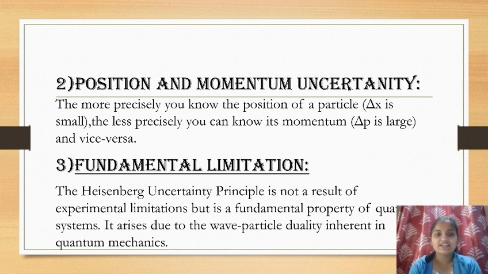The next one is position and momentum uncertainty. The more precisely you know the position of the particle, that is delta x is small, the less precisely you know its momentum, that is delta p is large, and vice versa. Next is the fundamental limitation. The Heisenberg uncertainty principle is not a result of experimental limitation, but a fundamental property of quantum systems. It arises due to the wave-particle duality inherent in quantum mechanics.